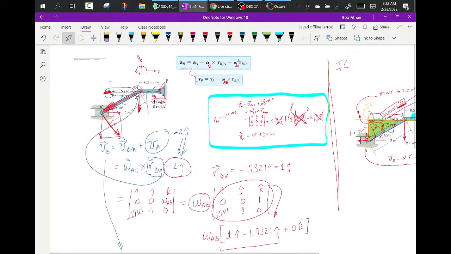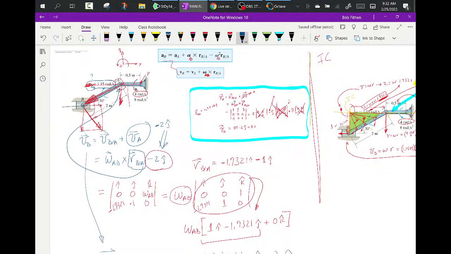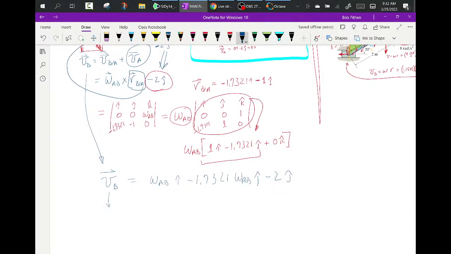I also know that the velocity of B is going to be either going this way or this way. I'm going to assume it to the right. Going to the right, that means it's plus. Now I know my result over here showed it was going to the left. Minus 1.7321 omega AB J minus 2J.